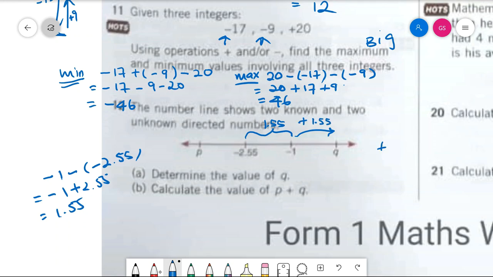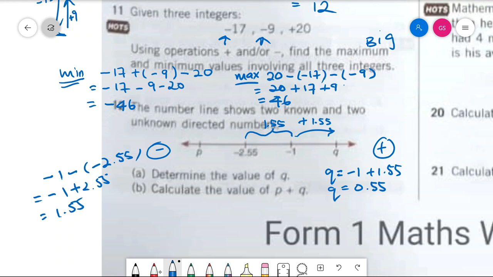Because on a number line, right side plus, left side minus. That's why you have the negative numbers getting smaller and smaller on the left side. Okay? So we get Q. Q equals negative 1 plus 1.55, which will give you 0.55. So Q is 0.55.